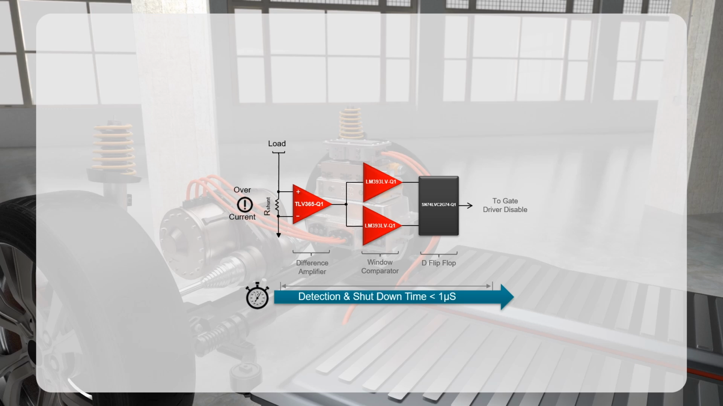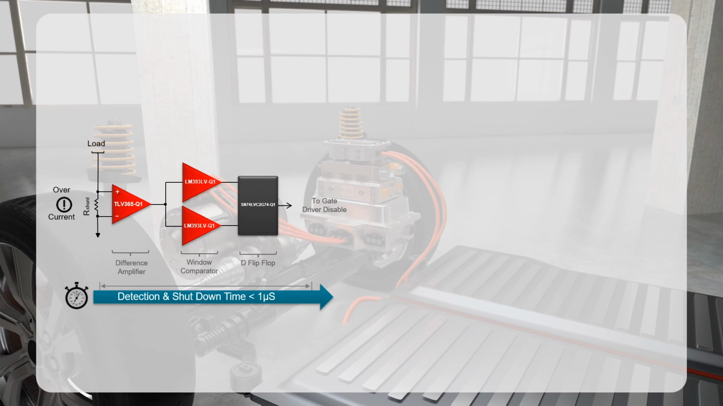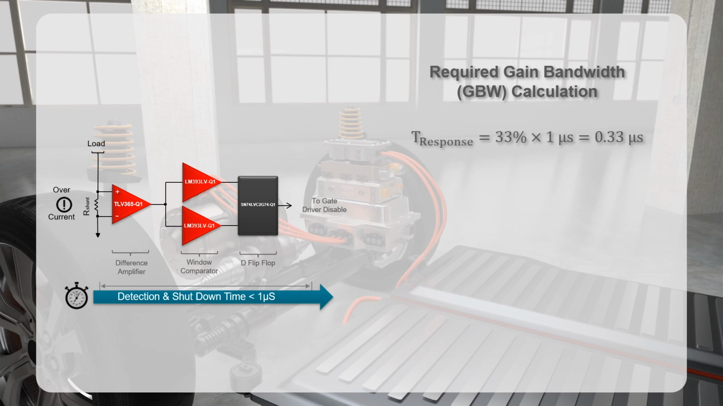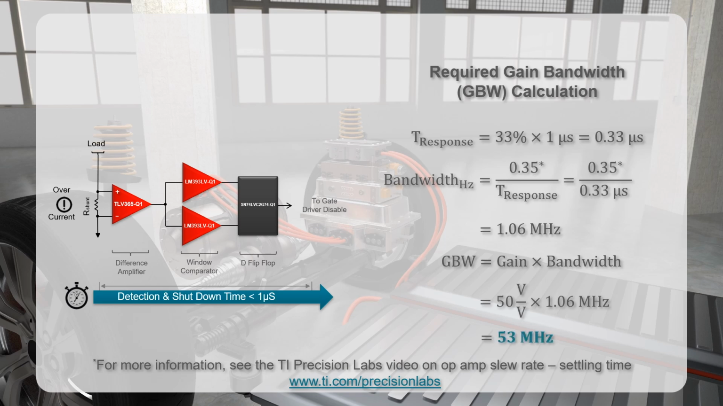A common requirement in systems using silicon carbide or GaN switches is to achieve overcurrent detection and shutdown in less than 1 microsecond. For these calculations, 1/3 of the response time is allocated to amplification. For an amplifier with a gain of 1 volt per volt, a bandwidth of just over 1 MHz is needed. Typically, these voltage drops across the resistor are small to minimize power consumption, so a gain of 50 volts per volt is common. This necessitates an amplifier with a gain bandwidth of 53 MHz.